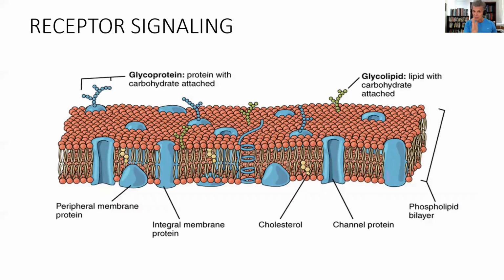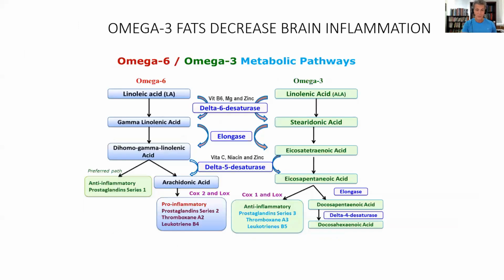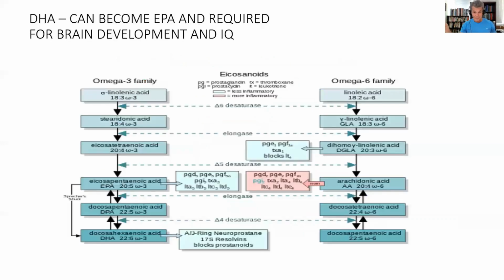You need those receptors on the cell surface to be receiving signals properly, so you need the right fluidity in the cell membrane. That fluidity is determined by the types of fats you're eating and ingesting, because those are the fats that get incorporated into the phospholipids. And those same fatty acids determine if you're going to make inflammatory prostaglandins or anti-inflammatory prostaglandins, also affecting depression.